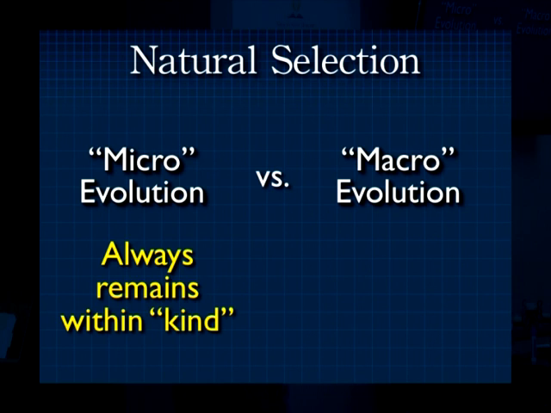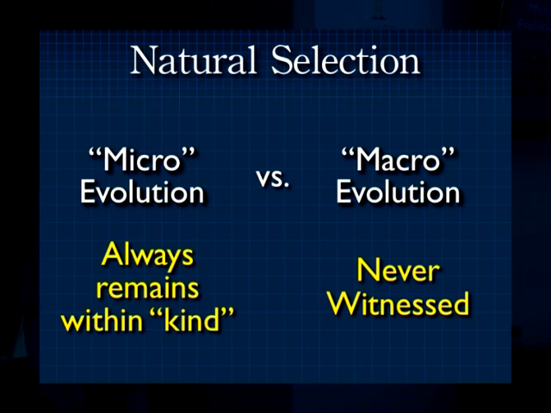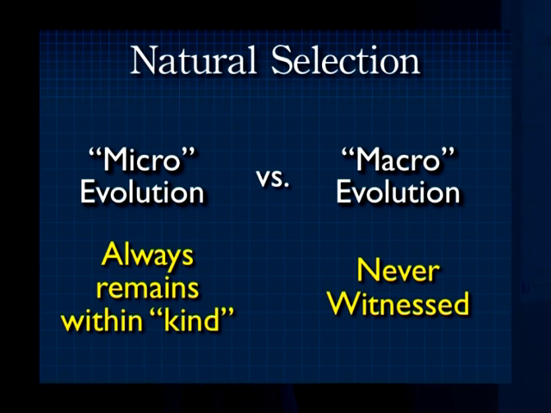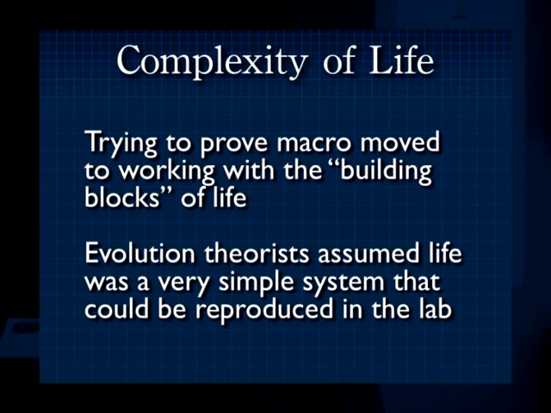So microevolution results in things always remaining within their kind. Macroevolution has never been witnessed and never been made to happen in a laboratory setting, and yet that is the instrument of evolution. That is the means by which higher orders arrive from lower orders.